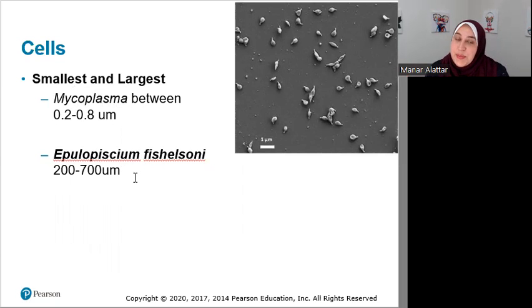Whereas Epulopiscium, which we'll continue to discuss throughout the class, is very large, about 200 to 700 micrometers in size, and it has some really unique features. When we get to chapter 11, we're going to talk about those. You can basically almost see it with your naked eye. So it's a very large bacteria, the largest bacteria that we know of.